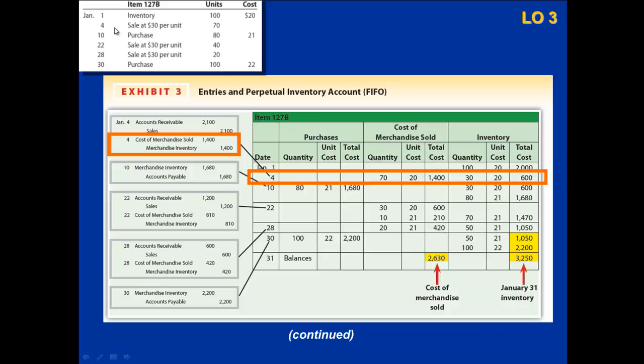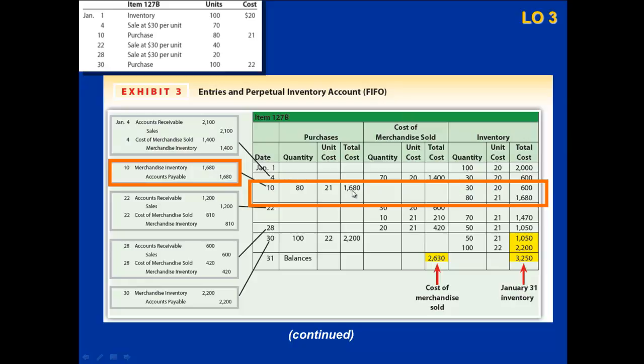First thing that happens here, it says we sold 70 units at $30 per unit. Remember the first step is to record the sales up here. Next step is we need to account for the impact that it's had on inventory. So we sold 70 units at $20 per unit for a total cost of $1,400. So we initially had $2,000, and now we have to reduce it by the $1,400. So our balance at this point is $600.